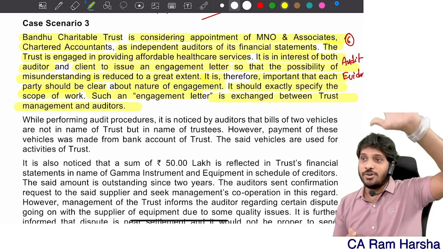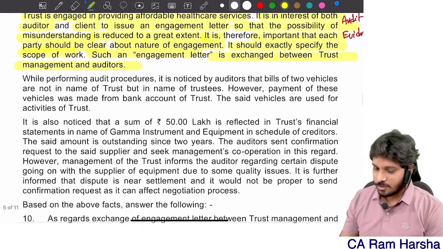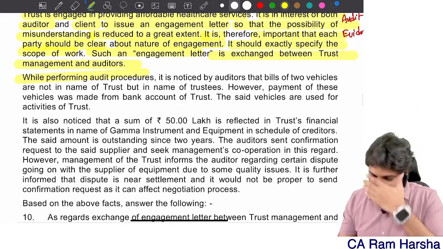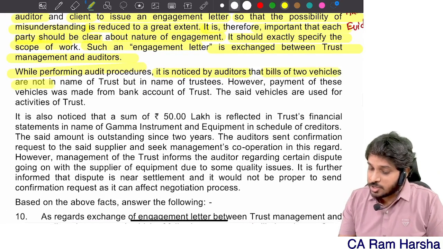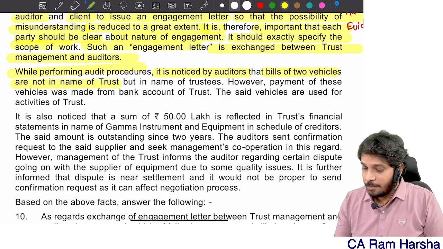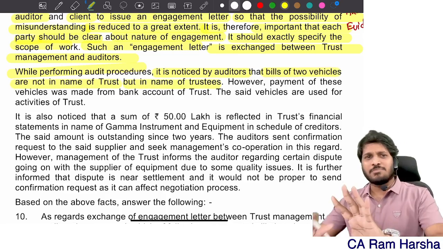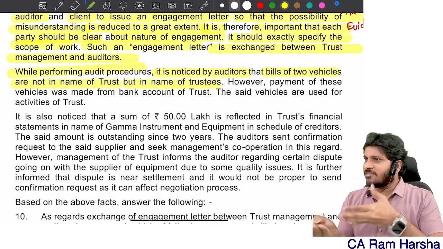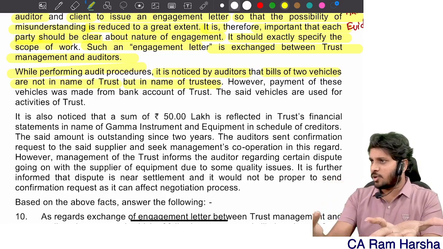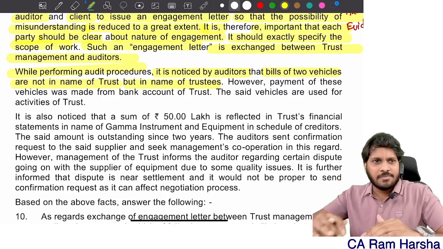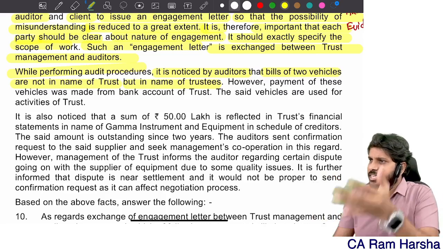Auditor will give it to the trust. Correct? While performing audit procedure, the auditor notices that the bills of two vehicles are not in the name of the trust, but in the name of the trustee. Sometimes this is possible because a bank may not give a loan to the trust. If it is in the trustee's name, the trustee would have been filing ITR for many years, and income proof and all is there. So the banker will give the loan to the trustee, as a part of the condition, and the trustee's name is given.